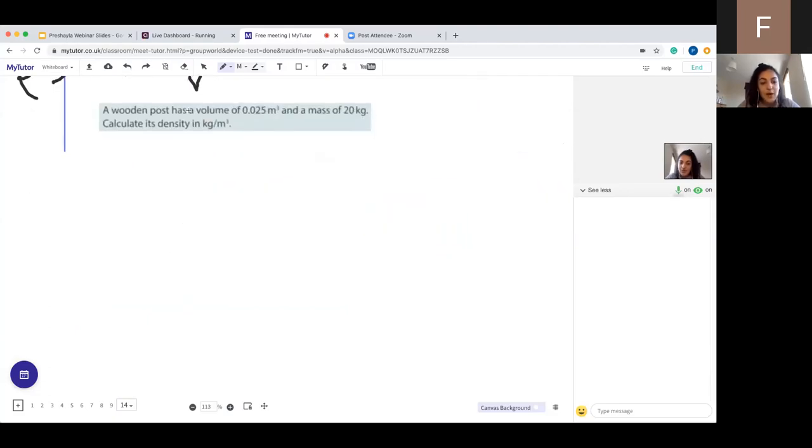A wooden post has a volume of 0.025 meters cubed and a mass of 20 kilograms. What is its density in kilograms per meter cubed? So density equals mass divided by volume. Let's see, put your answers in the chat. What do you think the density of this wooden post is? What is the density of the wooden post using our new equation for density?